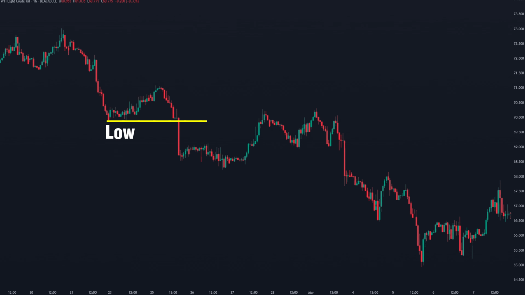And after a valid BOS to the downside, we get a new lower low. Price then often pulls back up. You might want to look for sell opportunities around this pullback area. Spotting these valid breaks of structure is absolutely crucial.